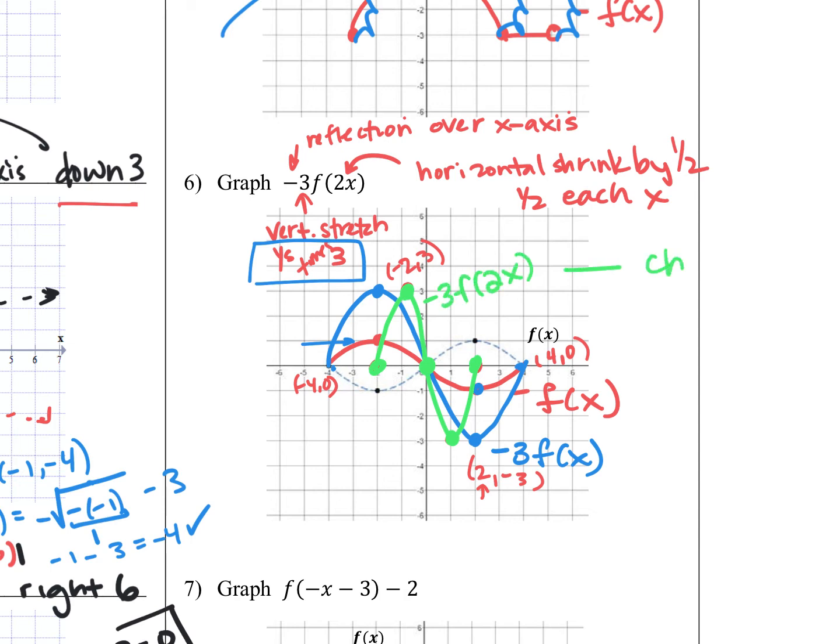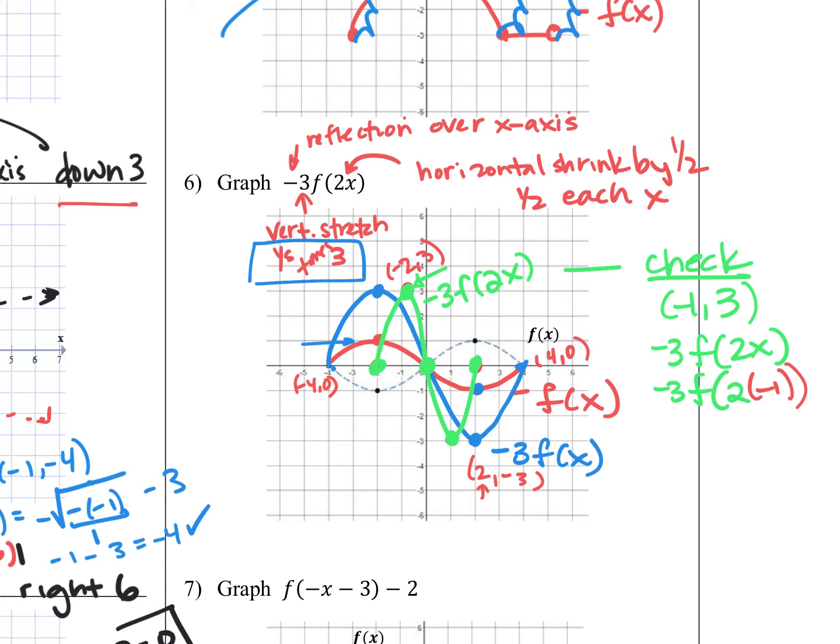Now again, I'm like, wait, what? So let's check that we're okay. Let's check that last point. It would be negative 1, 3. That's the one right here. So what I want to know is if I plug it into this function, if it checks. So negative 3 f of 2 times that negative 1.